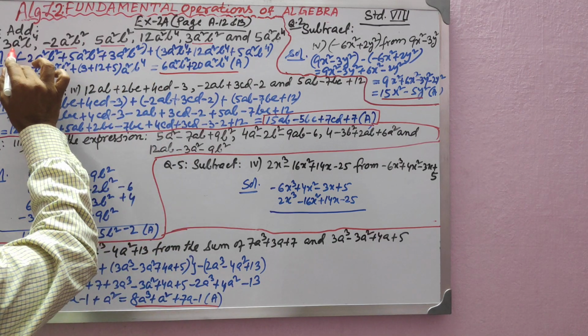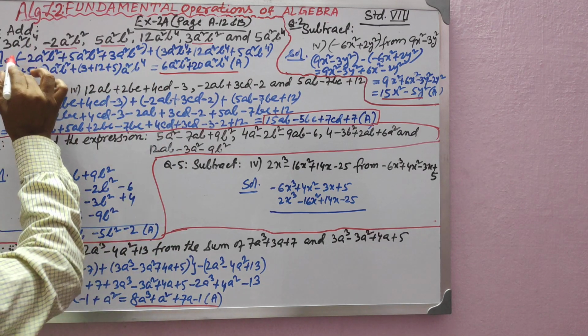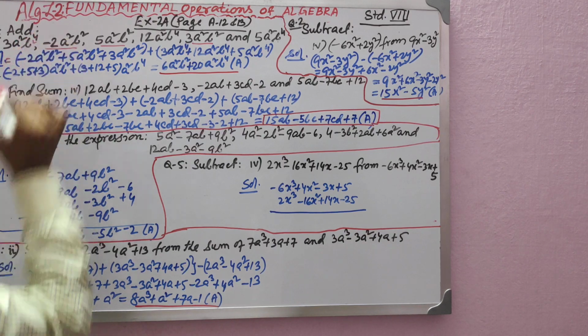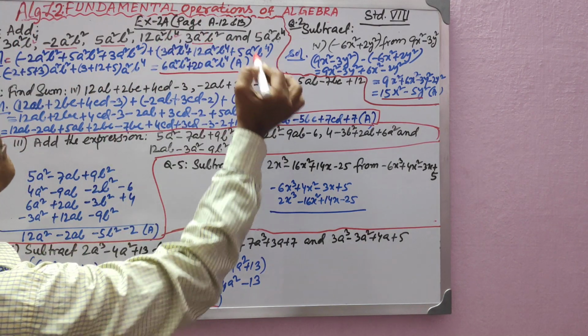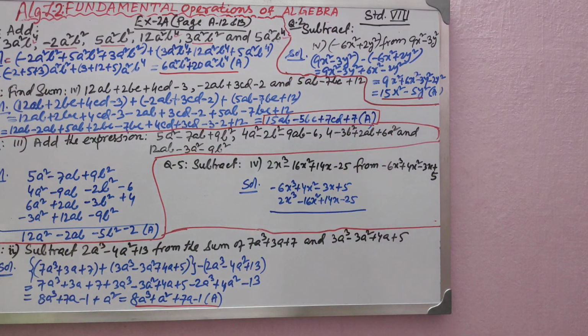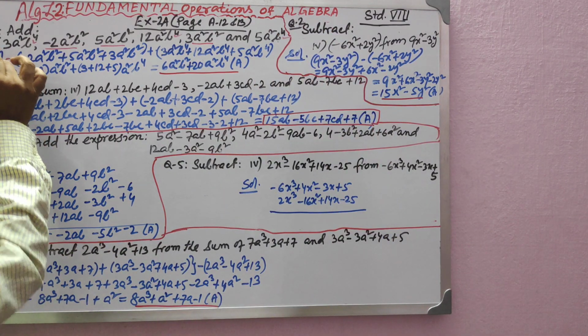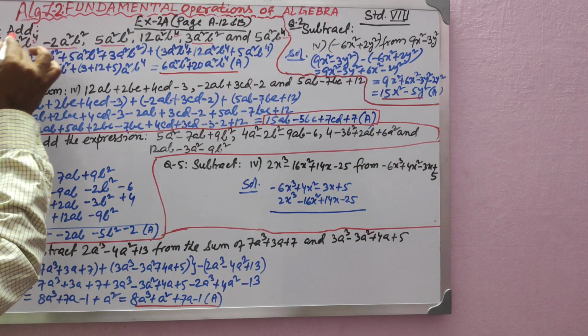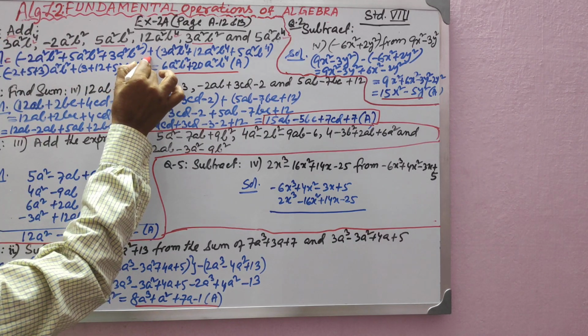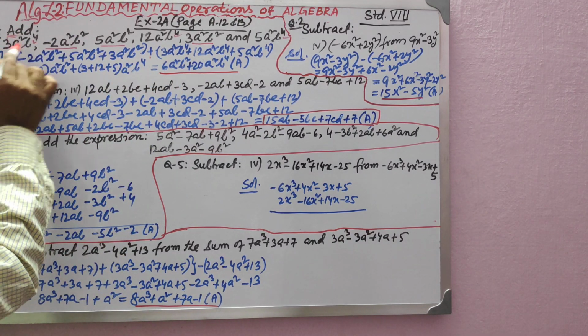Now a square b to the power 4. Here you see, here is a square b to the power 4, here is a square b to the power 4, and here is a square b to the power 4. All these have a plus sign. So what do you need to do? You need to do plus, addition. Now a square b to the power 4.